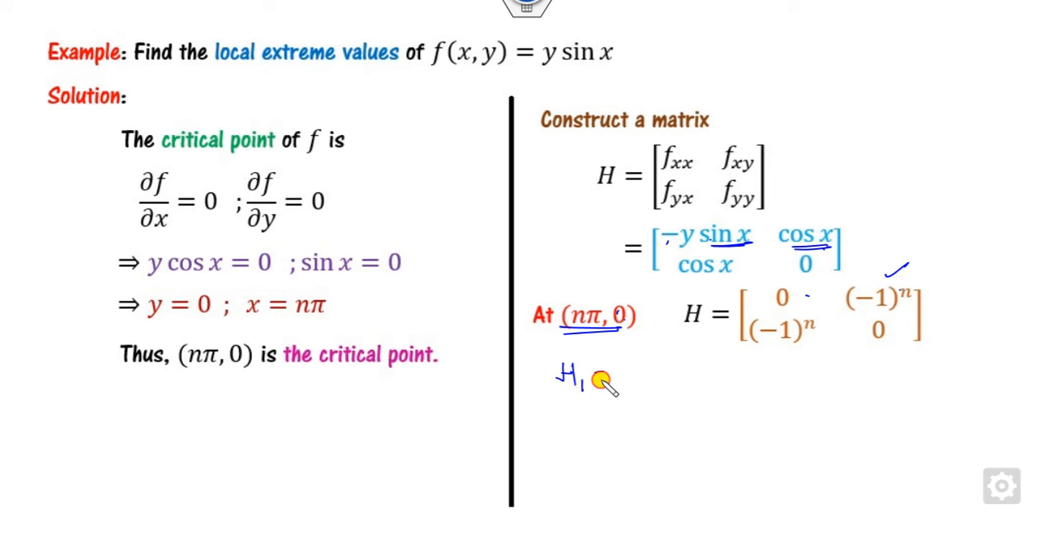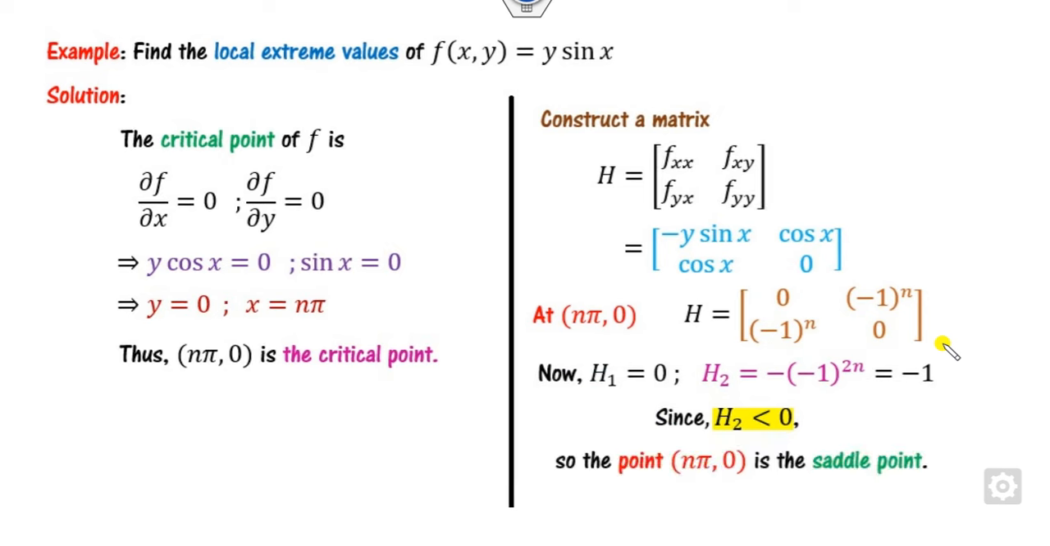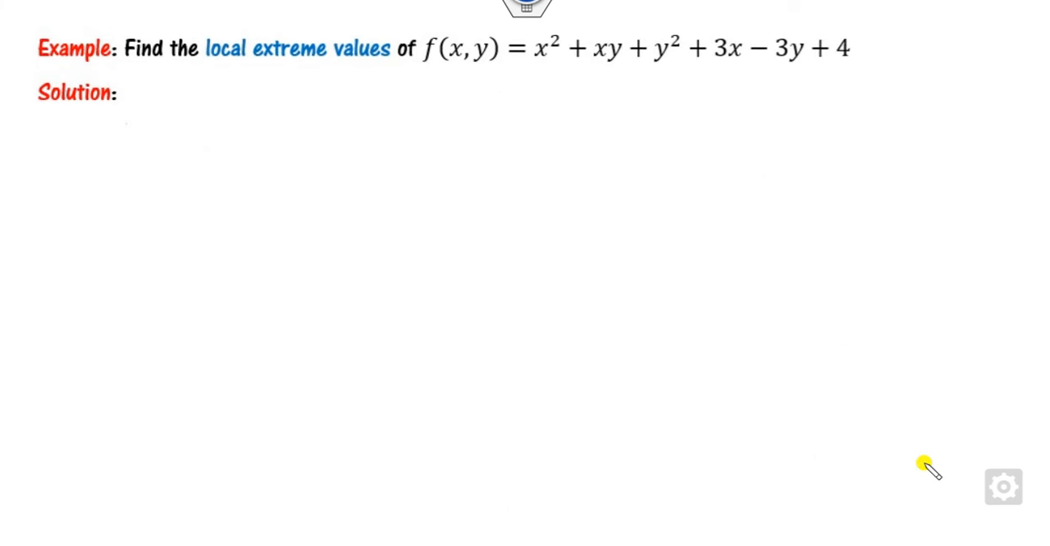Now compute the value of h1 and h2. h1 is 0, h2 is the determinant of this, which is minus 1 raised to power 2n. Minus 1 raised to power 2n is always positive, so it is minus 1. This clearly says that this value is less than 0. What is the meaning of that? It is a saddle point. Since h2 is less than 0, therefore these points, where n is a positive integer, that is pi comma 0, 2 pi comma 0, are all saddle points.